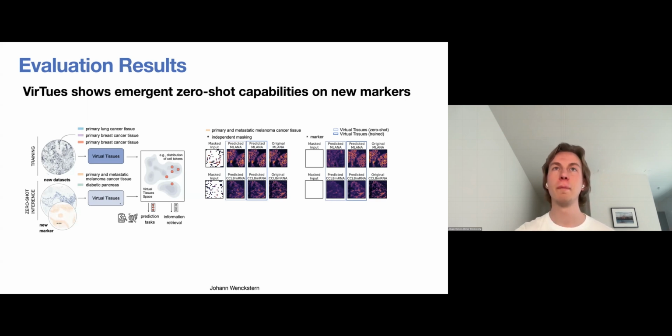Because for every patch here of MLANA, where it sees MLANA, it likely also sees some other visible patches in independent masking. It can see the correlation between these patches and use this basically on the fly, in context detected correlations, to reconstruct the remaining MLANA. So basically it has learned some in context detection capabilities.